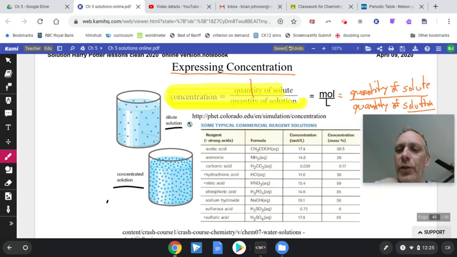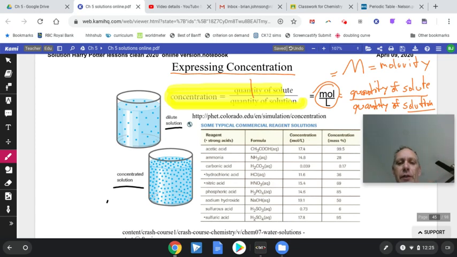So you have this in your notes. The concentration is quantity of solute over quantity of solution. In Chem 20, the most common unit we use is moles per liter. Sometimes you'll see it written as a capital M, which also means moles per liter, or molarity. That's one of the ways that we express concentration.